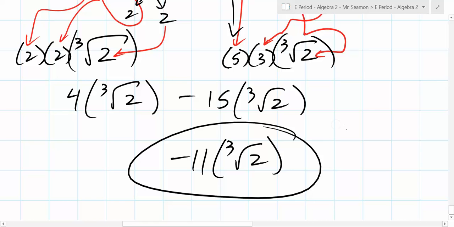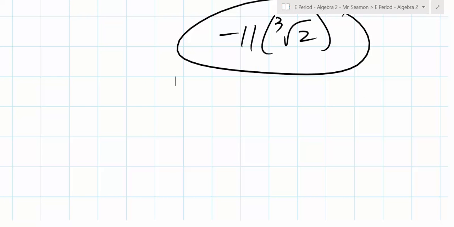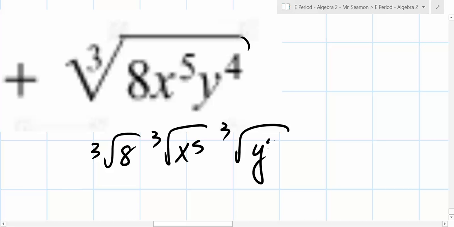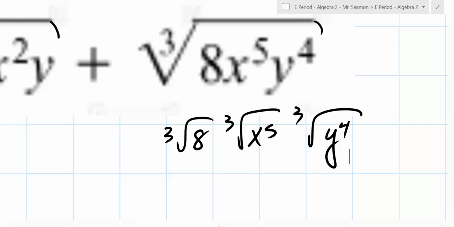Oh, here we go. We're getting close here. I must have hit the power stroke. Sometimes I do that. What could you do? You could write it in 3s. It could be the cube root of x to the 5th and the cube root of y to the 4th. Now, what is the cube root of 8?